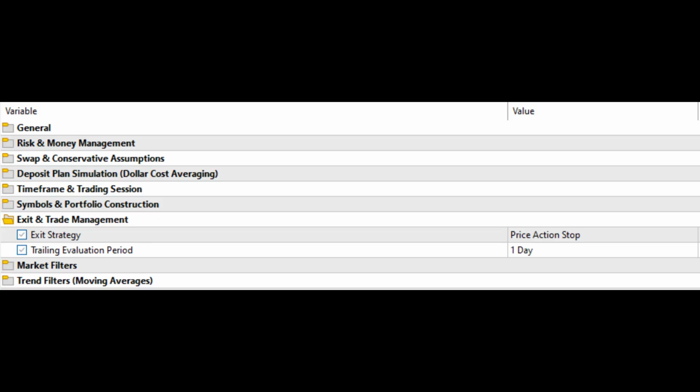Trailing evaluation period has a default value of 1 day. This defines how often the expert advisor revisits its trailing logic and potentially adjusts stops. With a daily period, stops are only updated once per day in the trailing logic. If you reduce this period, the expert advisor will adjust stops more frequently and can protect profits faster, but it may also exit some trades too early. If you increase it, trades are allowed to fluctuate more and long trends are captured more fully, which can improve long-term growth but also increases temporary drawdowns.